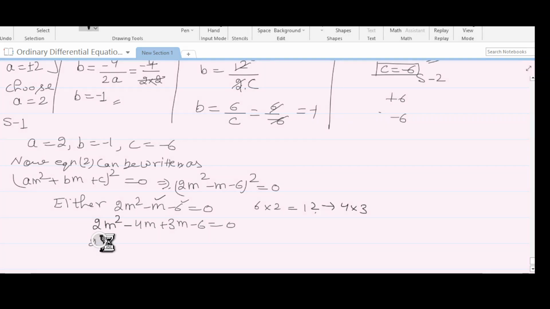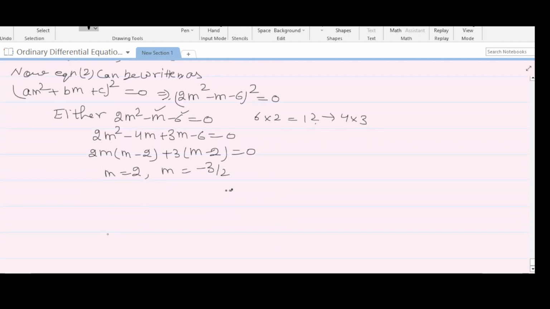That means 2m common; here we have m − 2, plus 3 can be taken as common, (m − 2) = 0. Here the values of m are 2 and the value of the next m will be −3/2. So these are the two values of m. As we know that this is a whole square, therefore these two values will repeat.